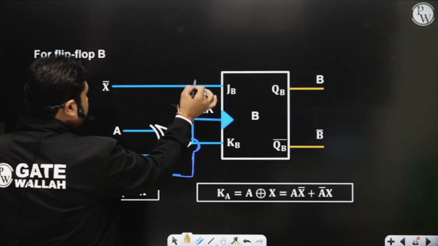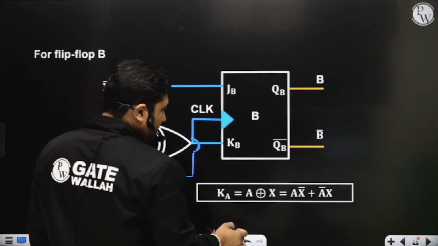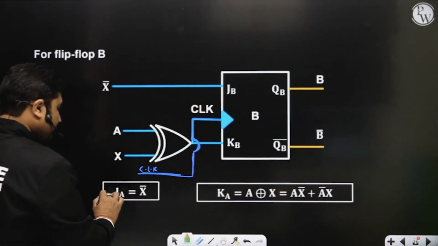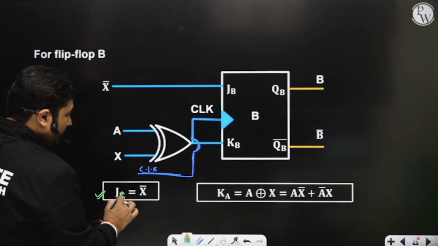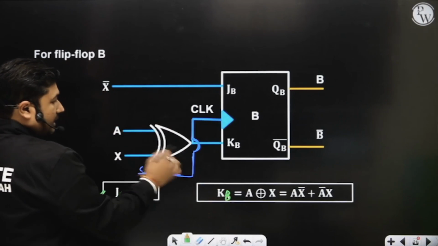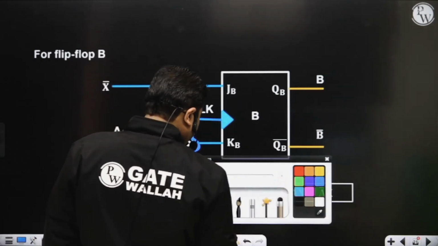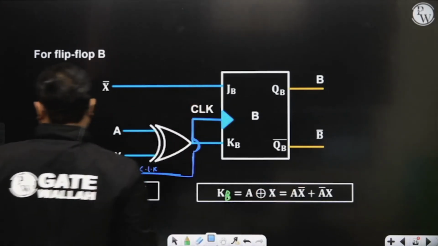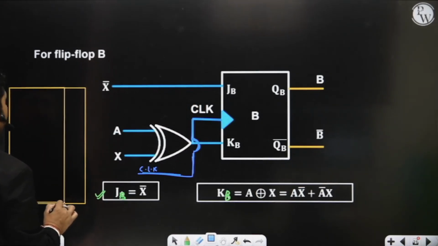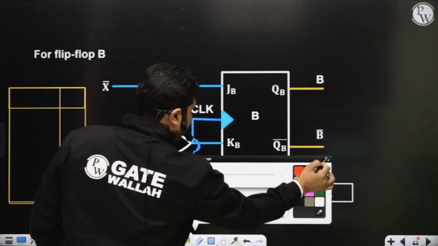We are getting X bar at JB, so JB equals X bar. And KB equals A XOR X. We know about the JK flip-flop. We remember the truth table of the JK flip-flop.